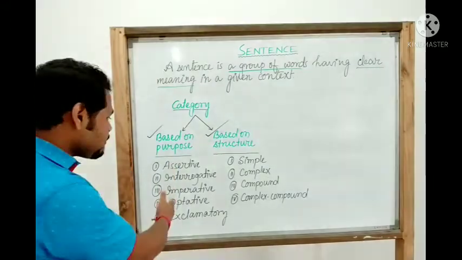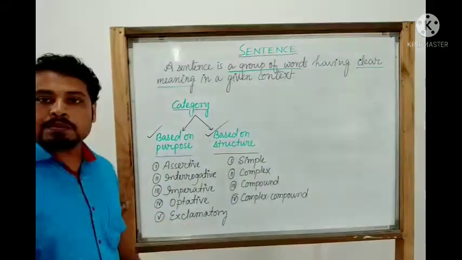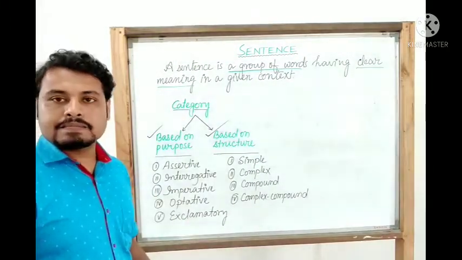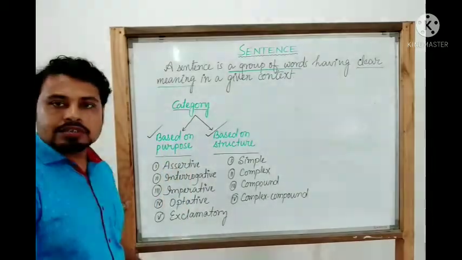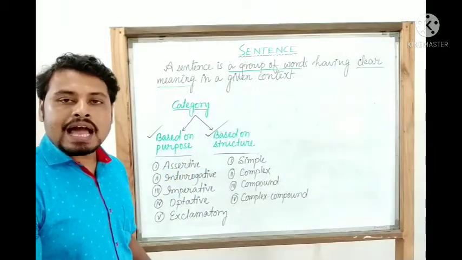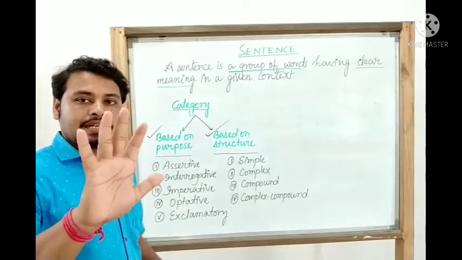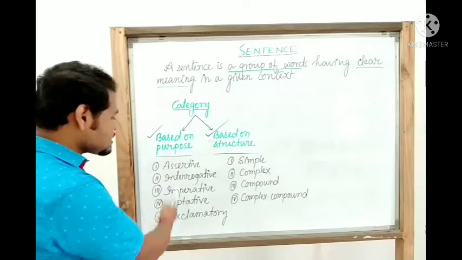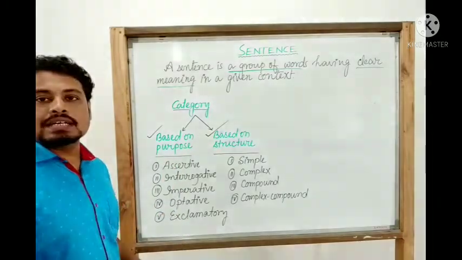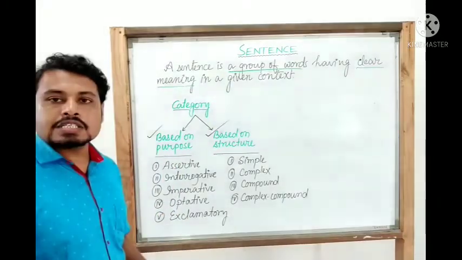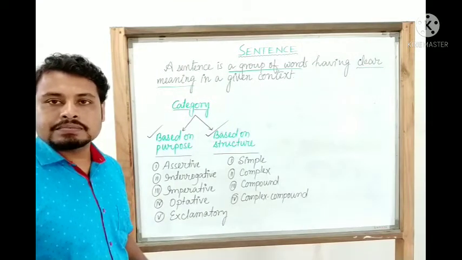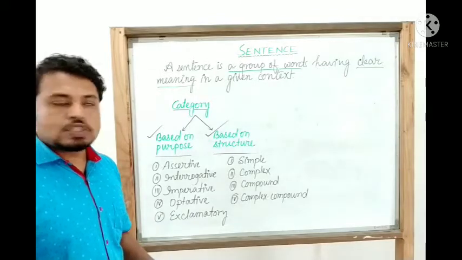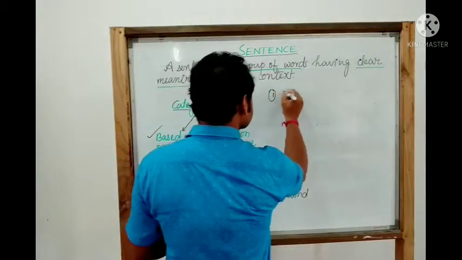Now as per the based on purpose, why they are based on purpose? Because these sentences serve different purposes. As per the based on purpose, we have altogether 5 categories or 5 types of sentences. So let us first take these 5 sentences, that is sentences based on purpose, and let us first discuss these types of sentences. So number 1 we have with us assertive.